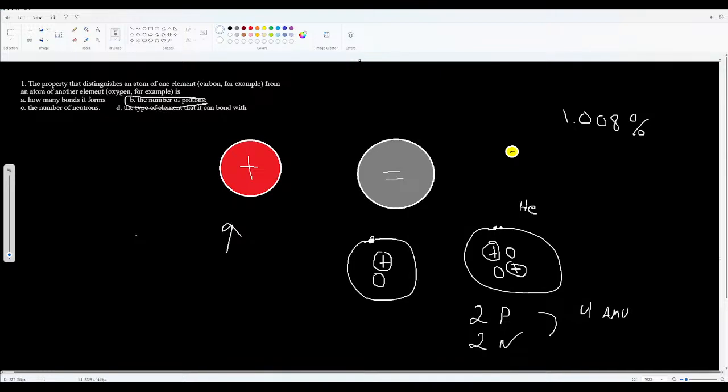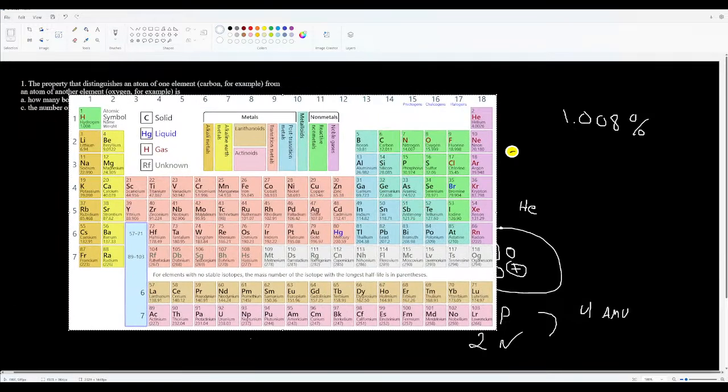But how about the number of protons? Like I said, atomic number, right? Atomic number is the number of protons. So let's see if I have it. Yeah, here we go. Atomic number is the number of protons. So that's what makes each one of these different, because some of these can have the same amount of electrons, some can have the same amount of neutrons. But all of them have different protons, because if we change the number of protons, we are intrinsically changing the element.